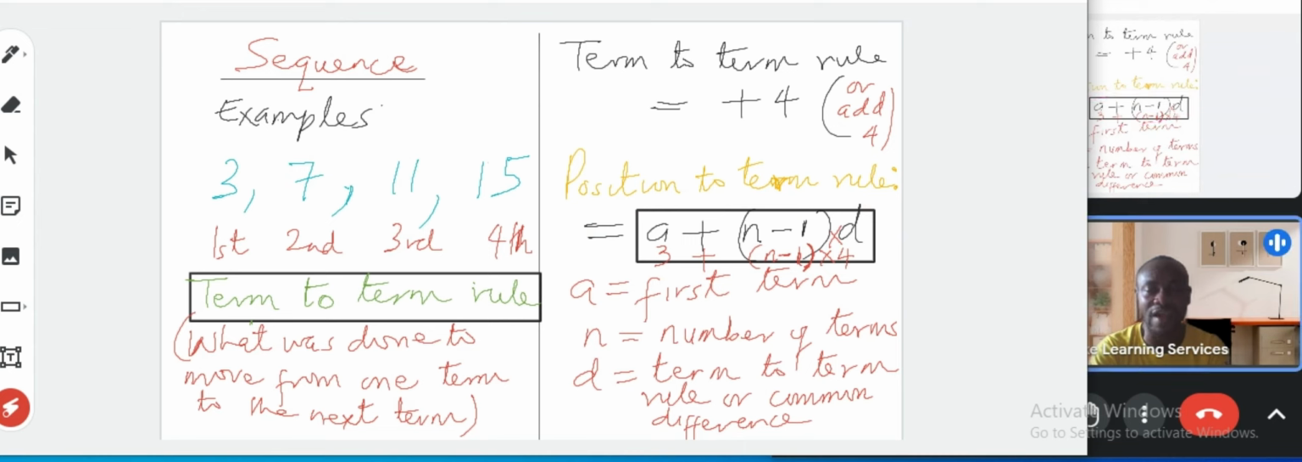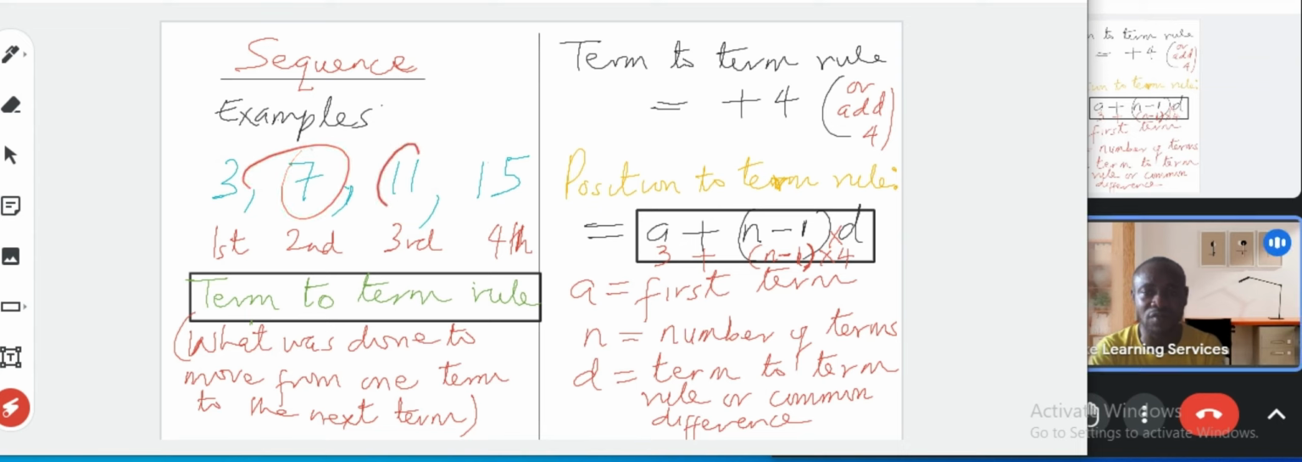Arithmetic is the one that has a common difference. I will tell you what I mean by that. That's the common difference, the term to term rule, which is the same. From one term to another term, it is the same thing you are going to do. From the other term to the other term, the same thing you're going to do, and so on. Like from the first term to the second term, you added 4. Is it not?